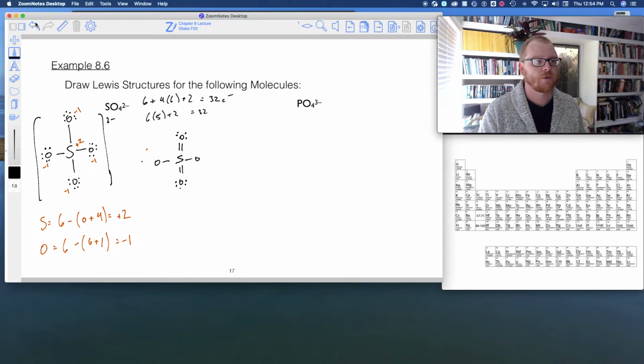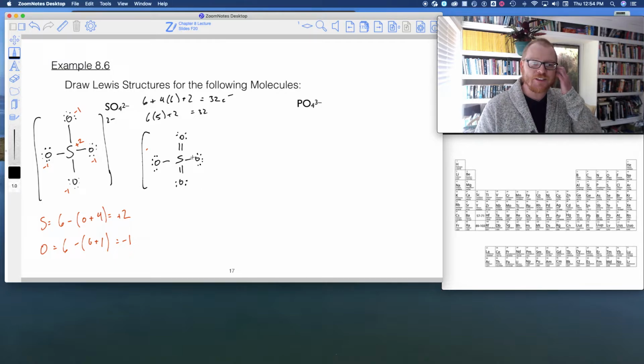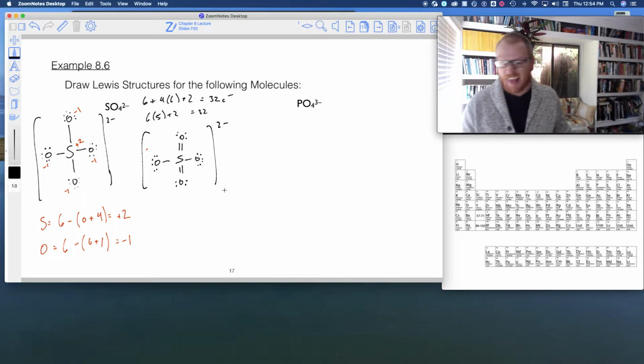Just 2. Okay, 1, 2, 3, 4, 5, 6. 1, 2, 3, 4, 5, 6. Okay. This, as it turns out, is the best Lewis structure. Okay? And this is why.